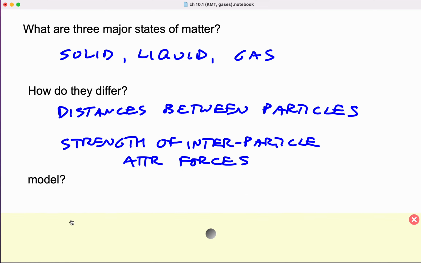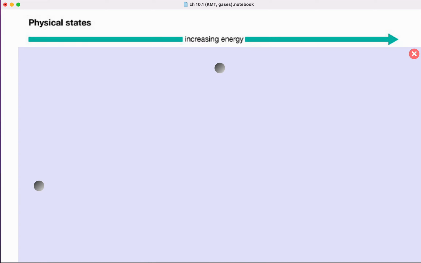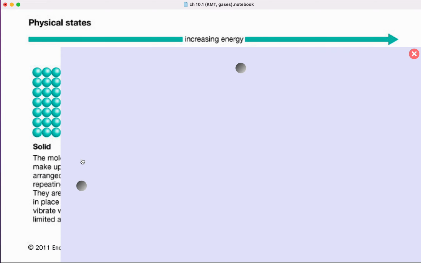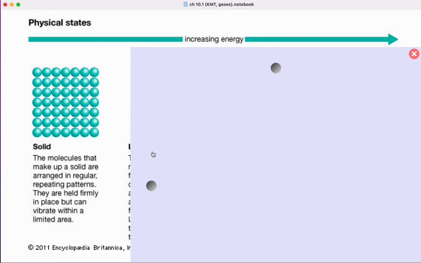Now, is there a model for how these physical states of matter differ? Well, of course, and you've seen it before. And here's a diagram I found on the internet. This is probably copyright violation, but we'll go with it. And we're looking here at taking a sample of matter at low energy and then gradually increasing the amount of energy that we add to that sample of matter. So at low energy, the sample of matter exists as a solid.